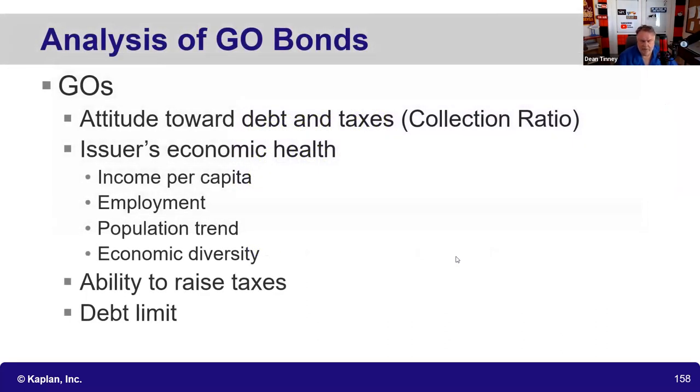So, the attitude towards debt and taxes. One metric that would say whether they are able and willing to pay back the borrowed funds is the collection ratio. That's of the taxes due, how many have we collected? If political subdivision A has a collection ratio of 90%, that means 90% of the taxes are current. If political subdivision B has a 70% collection ratio, that means 30% of the taxes are delinquent. So the higher, the better. As a bondholder, I'd like to see high income per capita, full employment, a growing population trend, economic diversity, or a lack thereof.